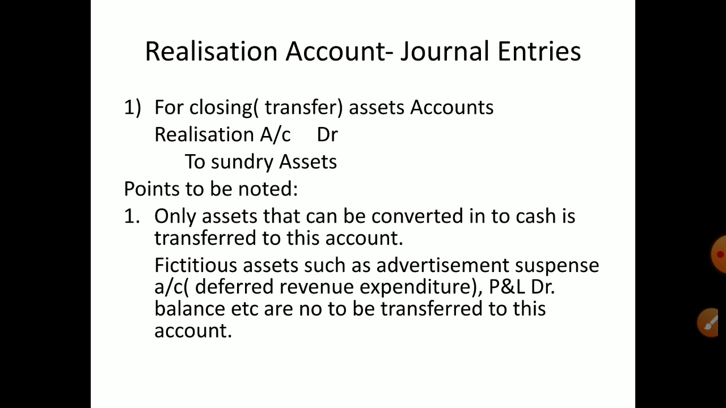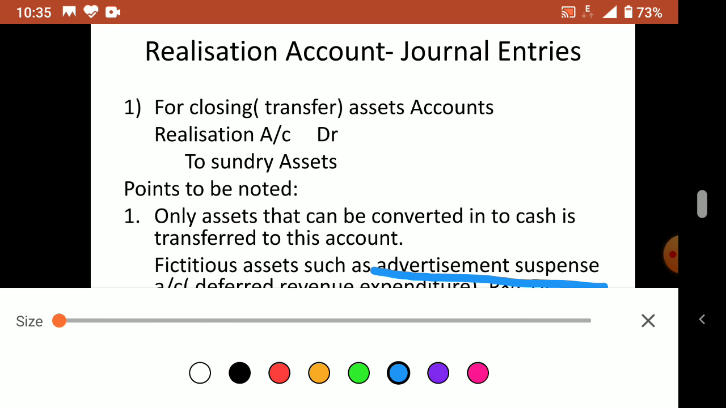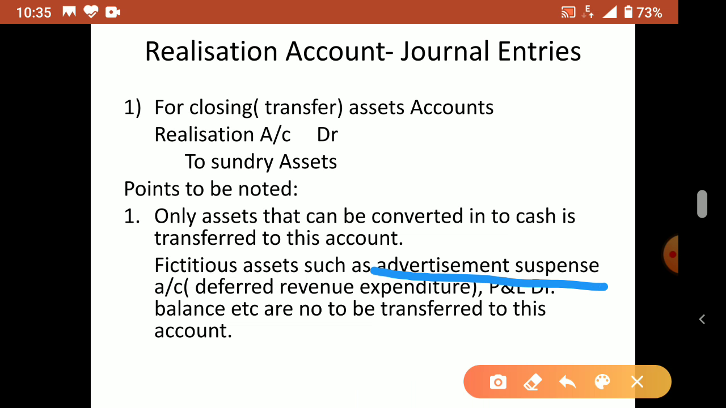Already I told you, that means fictitious assets. Some other assets will be there which are just appearing on the asset side because of the debit balance. Actually, it is not an asset at all. So, for example, such items are what? Advertisement expense account, advertisement, then deferred revenue expenditure, P and L account debit balance.